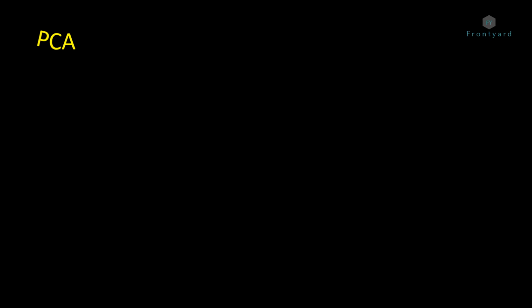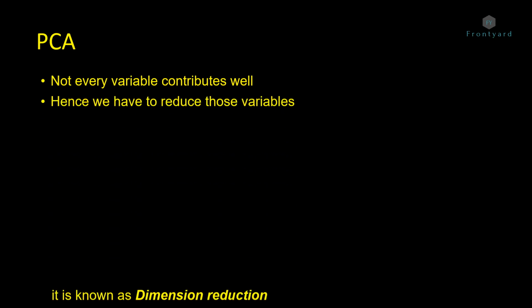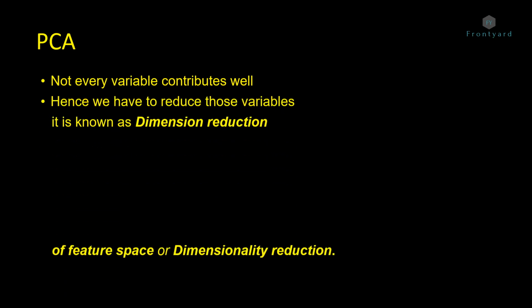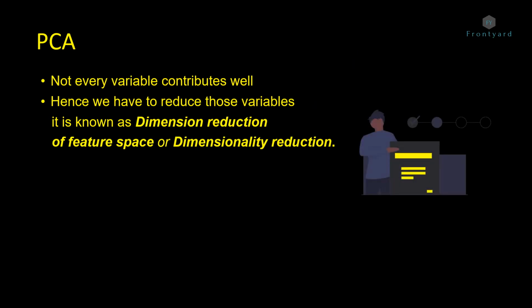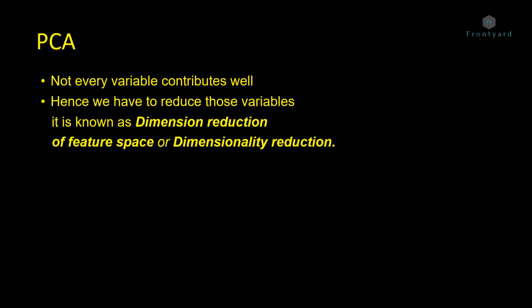While working with data that has many variables, not every variable contributes well to the target variable, and hence we have to reduce those variables. Technically speaking, this process is known as dimension reduction of the feature space, also known as dimensionality reduction. To be noted, this has to be done without any information loss.